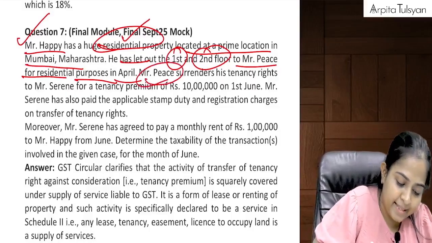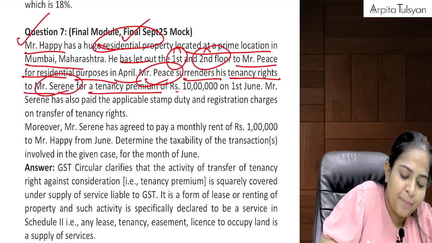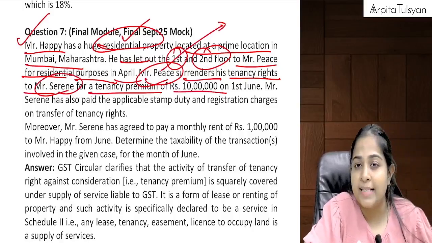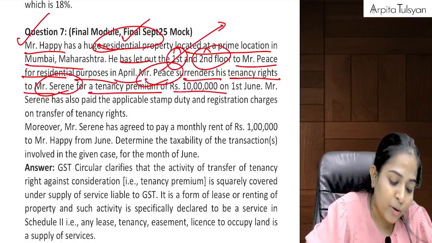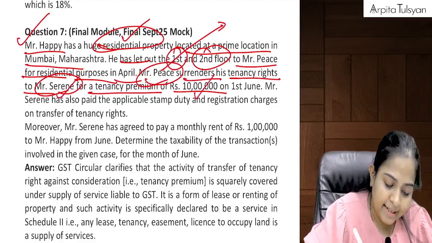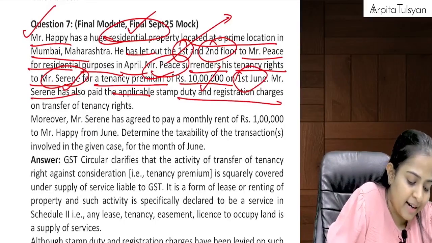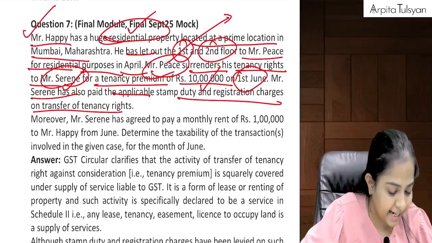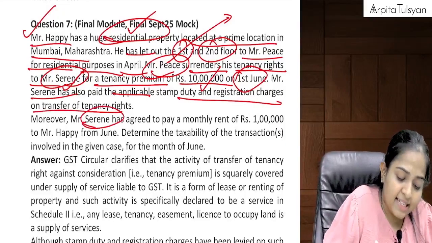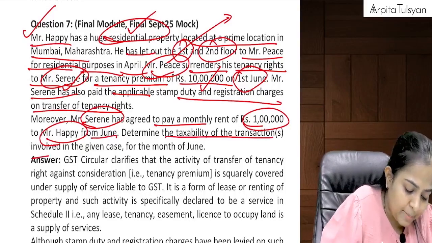Now, Mr. Peace, that is the tenant, surrenders his tenancy rights to Mr. Serene for a tenancy premium of 10 lakh rupees. So basically, Peace is an outgoing tenant, and he is going to surrender his rights to Mr. Serene, who is the new tenant, for rupees 10 lakh on 1st June. Mr. Serene has also paid the applicable stamp duty and registration charges on transfer of tenancy rights. Doesn't matter. Moreover, Serene has agreed to pay a monthly rent of 1 lakh rupees to Mr. Happy from June. Determine the taxability of the transaction.